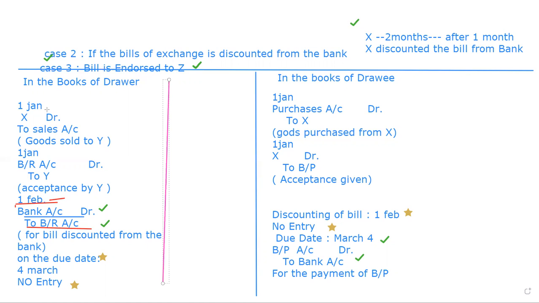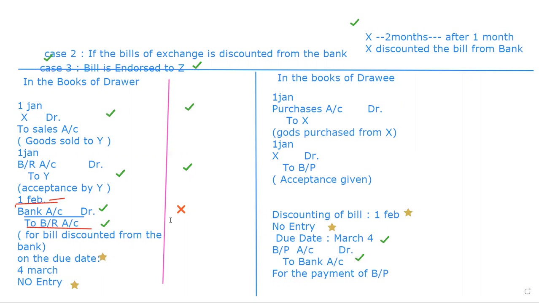See, what must be the entry? X account debit to sales account. The same entry is to be done. The same entry is to be done again. Then for the acceptance, the same entry is to be done. It will be same. But at the time of now, this entry is not to be done. In this case, this entry is not to be made. Discounting of bill is not to be made, but on this place, what is the entry made over here?